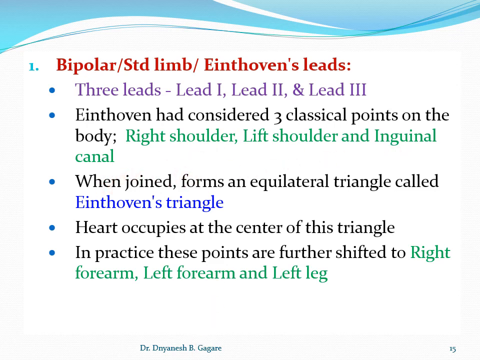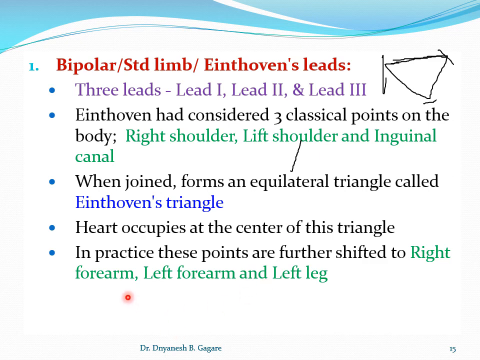When we connect these 3 points together, we get a triangle. When we join these 3 points, we get the equilateral triangle. It looks like this. Here is the right shoulder, the left shoulder and the inguinal canal, so we get the triangle that is called the equilateral triangle. And students, the heart is located at the center.